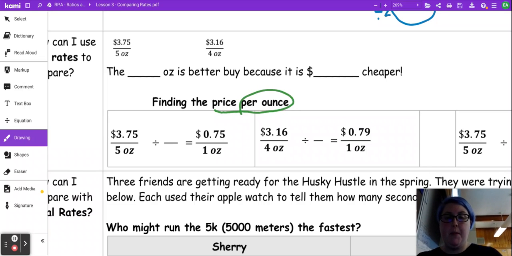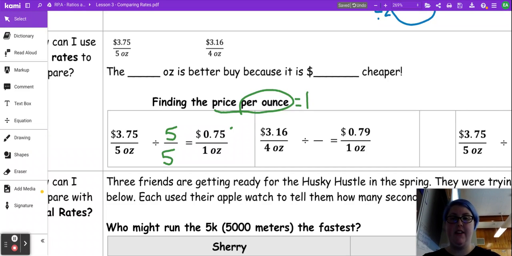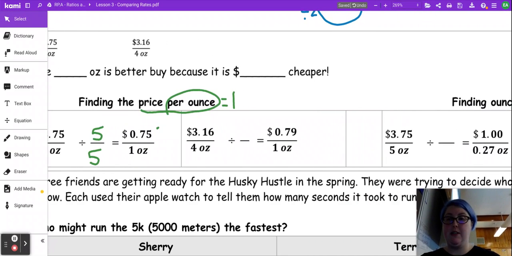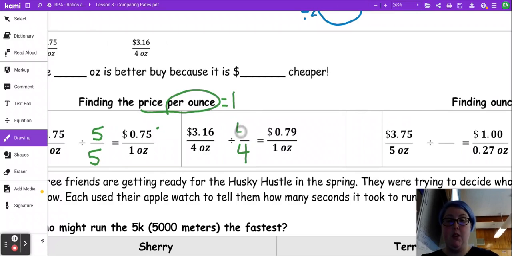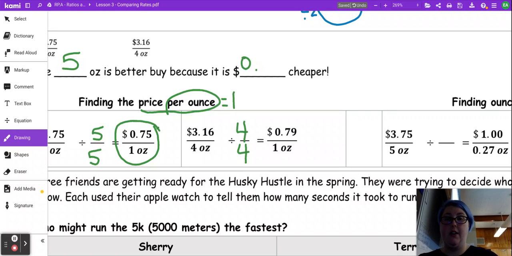Now we know per ounce means the ounce is going to be the 1 in our equivalent ratio. So we're going to divide each of these by 5. So we find 75 cents per ounce for the 5-ounce bottle. Now let's look at the 4-ounce bottle. Have to divide both the numerator and the denominator by 4, and you get 79 cents for 1 ounce. So it might not seem like a lot, but that 5-ounce bottle is 3 cents cheaper per ounce.